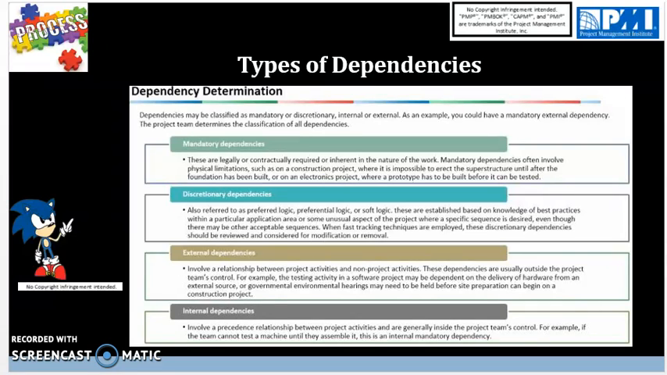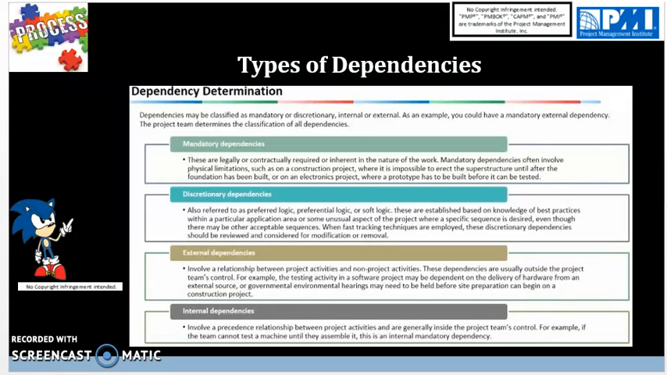Mandatory dependencies often involve physical limitation, such as a construction project where it is impossible to erect the superstructure until after the foundation has been built, or an electronics project where a prototype has to be built before it can be tested. So that is an example of a mandatory external dependency. And an internal dependency, as in the case of the electronics project.